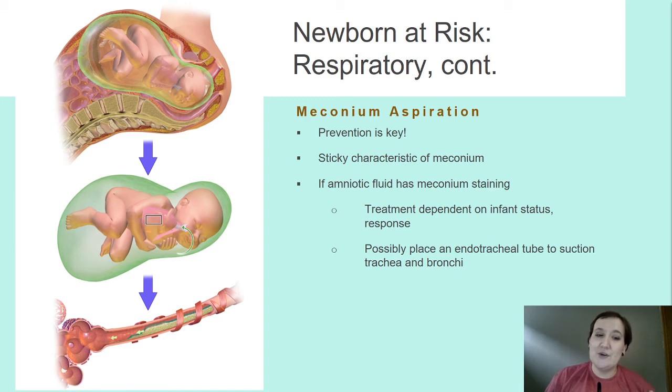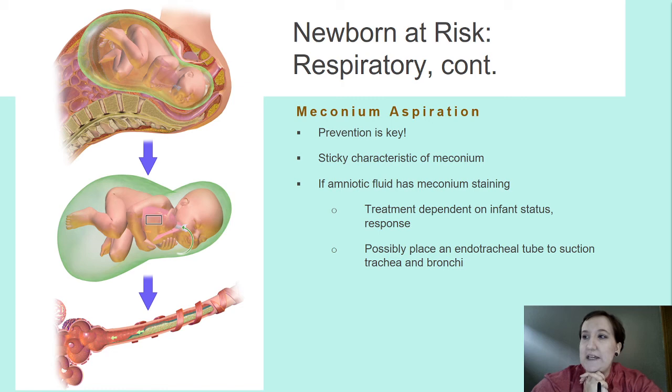And so they aspirate, it's warm, it's moist, it's meconium, it's stool, there's bacteria. Not a ton of bacteria, but it's more so the fact that meconium is super, super sticky. So meconium can be very hard to expel versus your typical sputum. So prevention is key. Don't stress your babies.